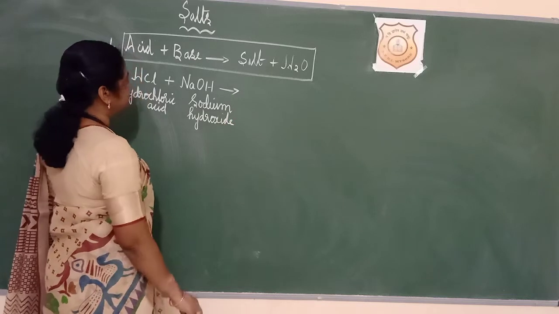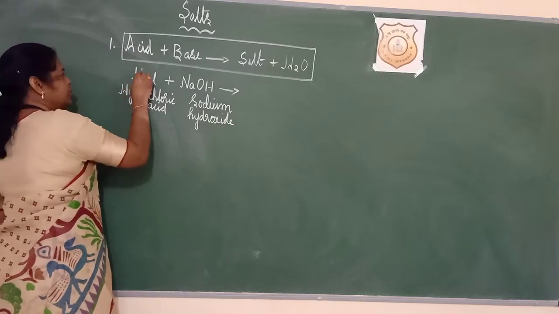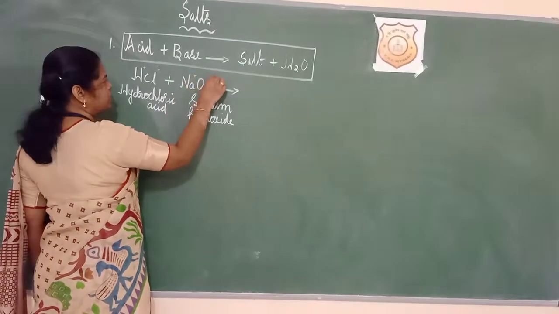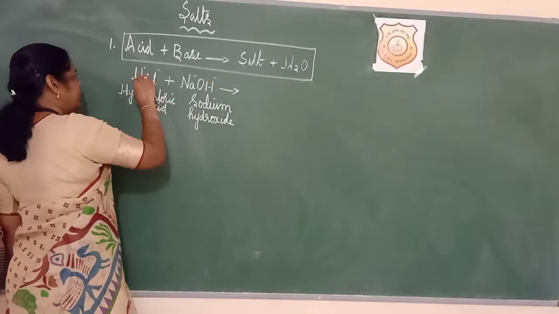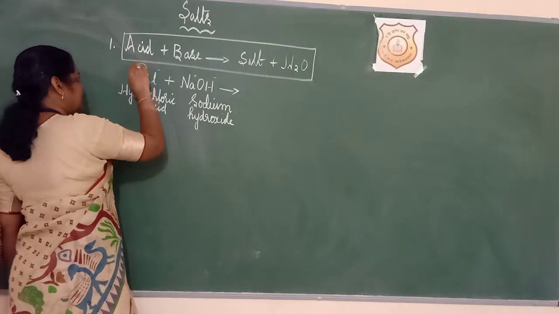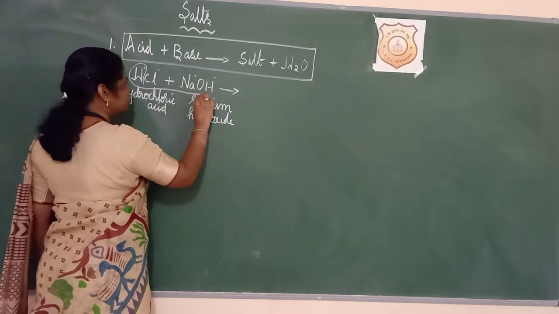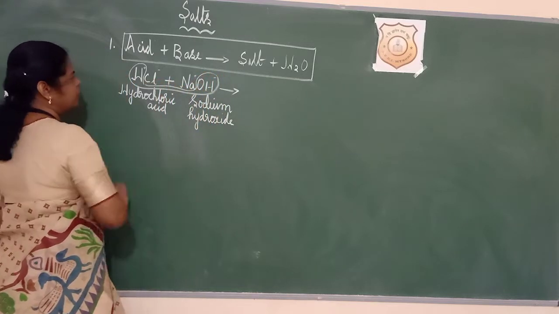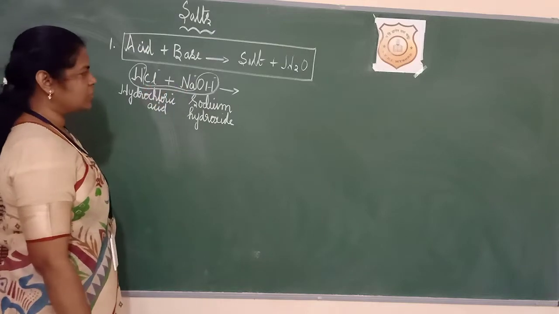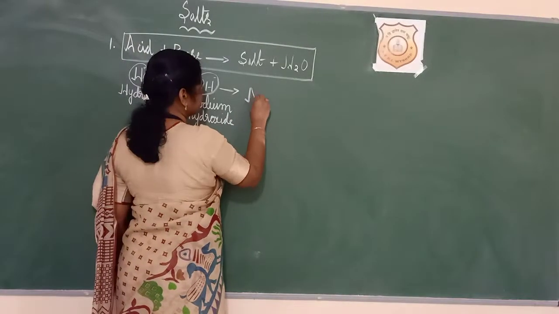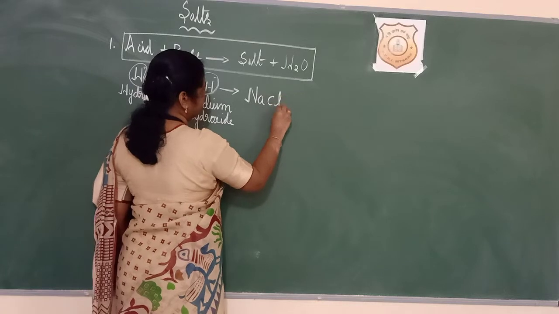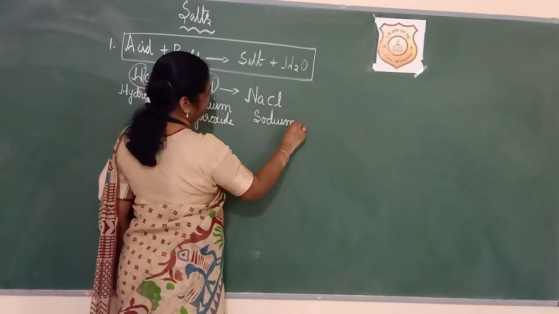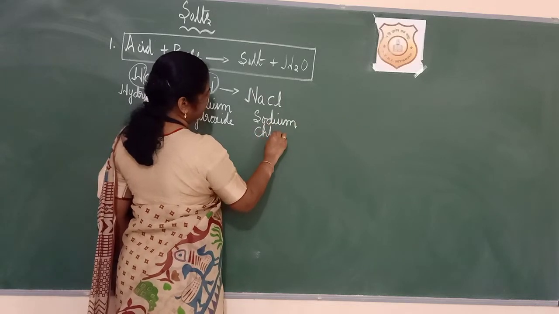What you are going to get here: this is H+ and this is Cl-, right? This is Na+ and OH-. So what will happen? This radical will come here and it will join with this one. Now you will get the salt here. What is left out? NaCl. What is NaCl? This is our hero, sodium chloride. We are going to study about salts, no?